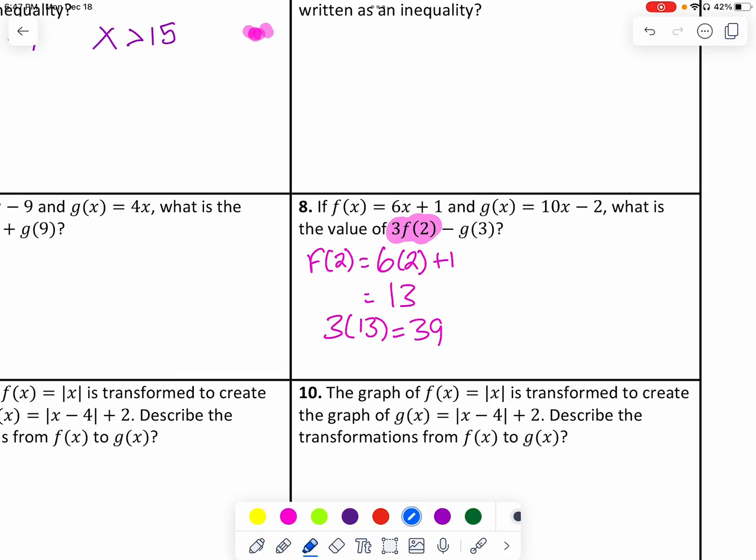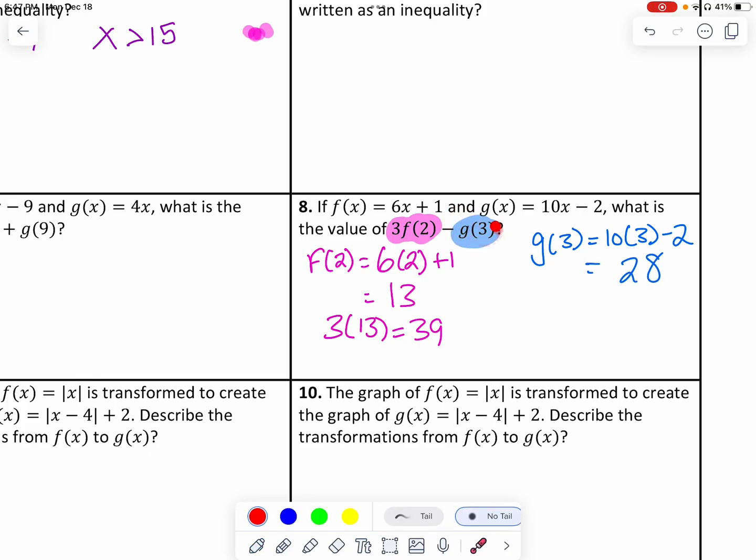My second part is that g piece. So I have g of 3. Okay, and again, just like we did with f of 2, we're just plugging in 3 into g. So we'll have 10 times 3 minus 2. Okay, now that will give us 28. Now here, we are not multiplying g of 3 by anything like we did with f of 2. We are only plugging in 3 for x, and then we're done.